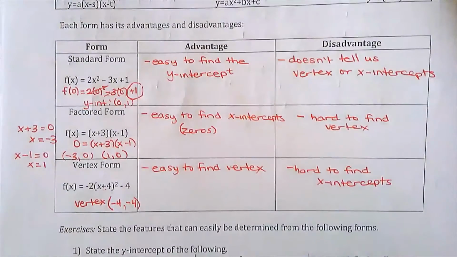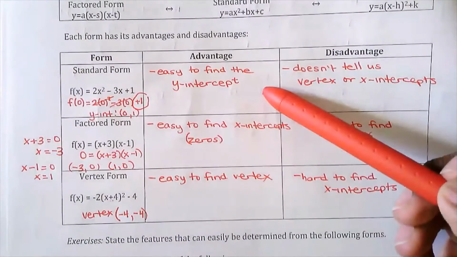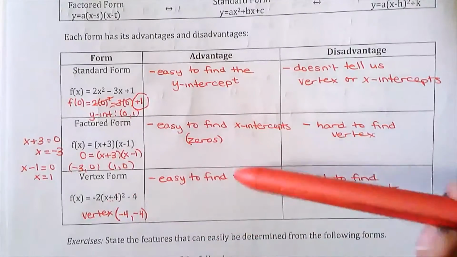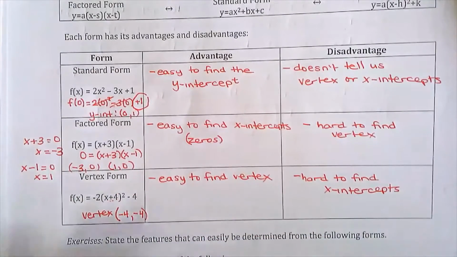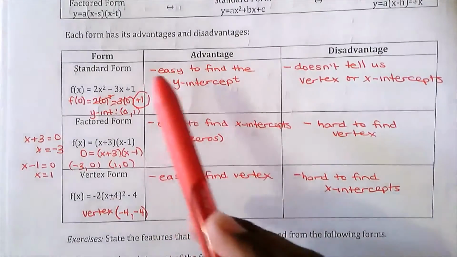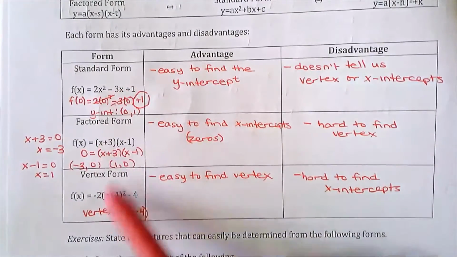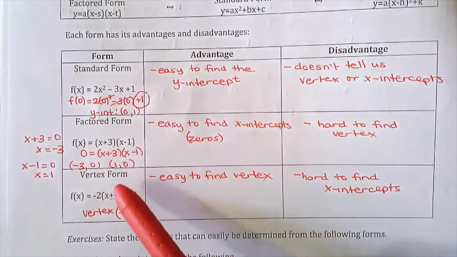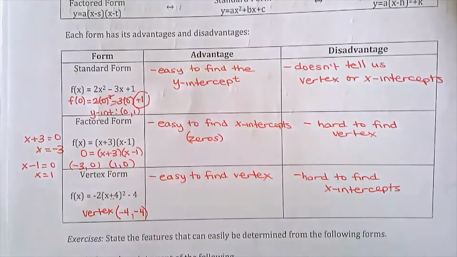So what you can see here is that each form has its advantage. Standard form, it's easiest to find the y-intercept. Factored form, easiest to find the x-intercepts. And vertex form, easiest to find the vertex. So whenever you need to find x-intercepts, for example, you know that regardless of which form I give you your equation in, you need to convert it to factored form. Or if I wanted the vertex, the easiest thing is to convert it to vertex form.